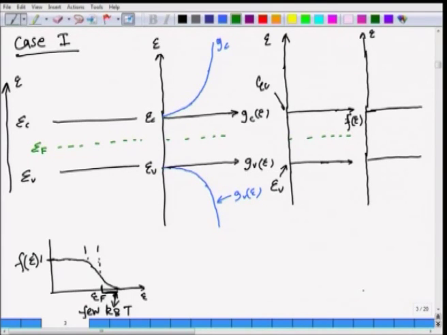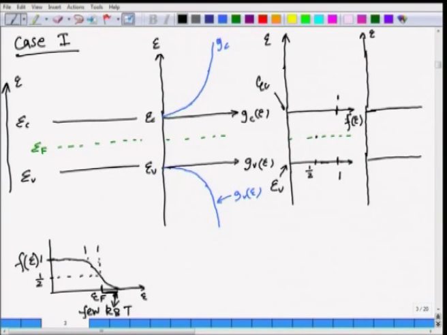Let us take this value as 1. So, this value is 1. This value somewhere here would be half. Somewhere here is the point where this function becomes half. I am plotting f of E on this axis. So, right here is value 1. What happens now? You know that this function becomes half at EF, when E is equal to EF.